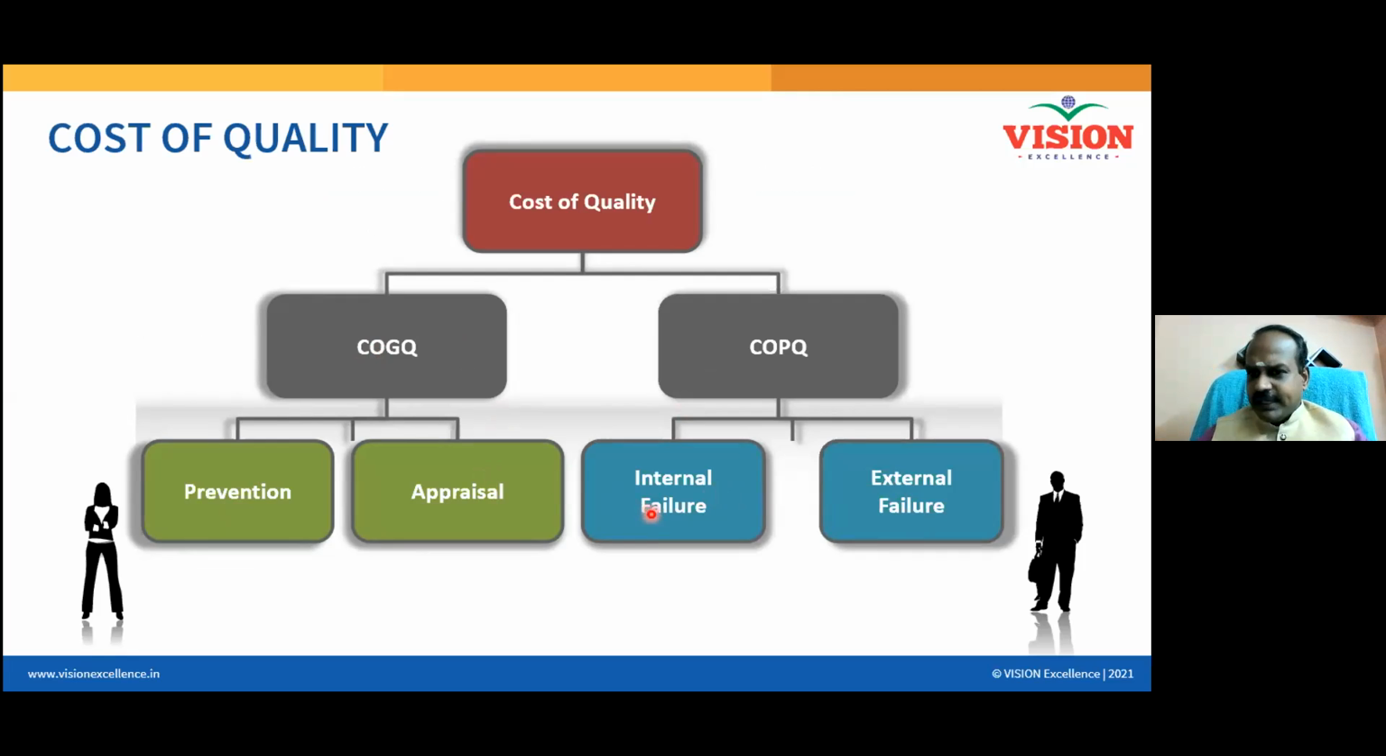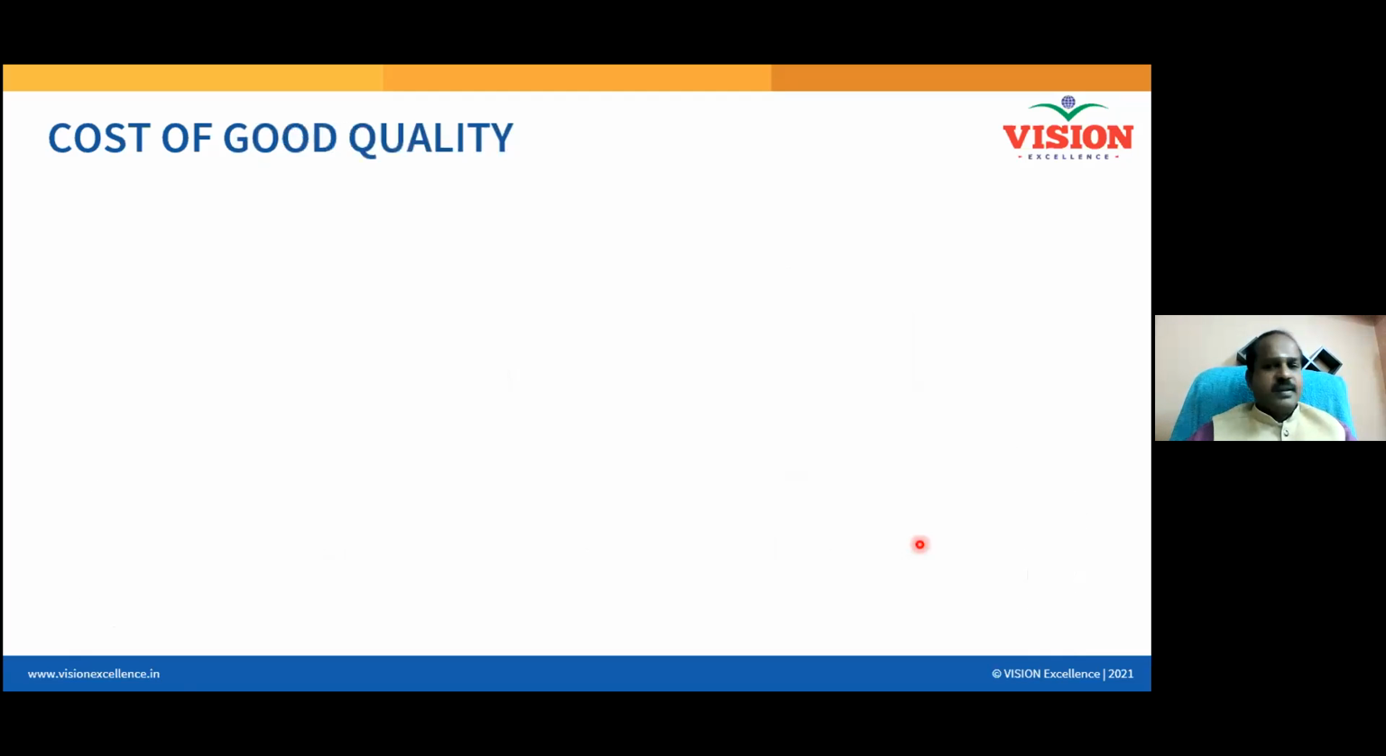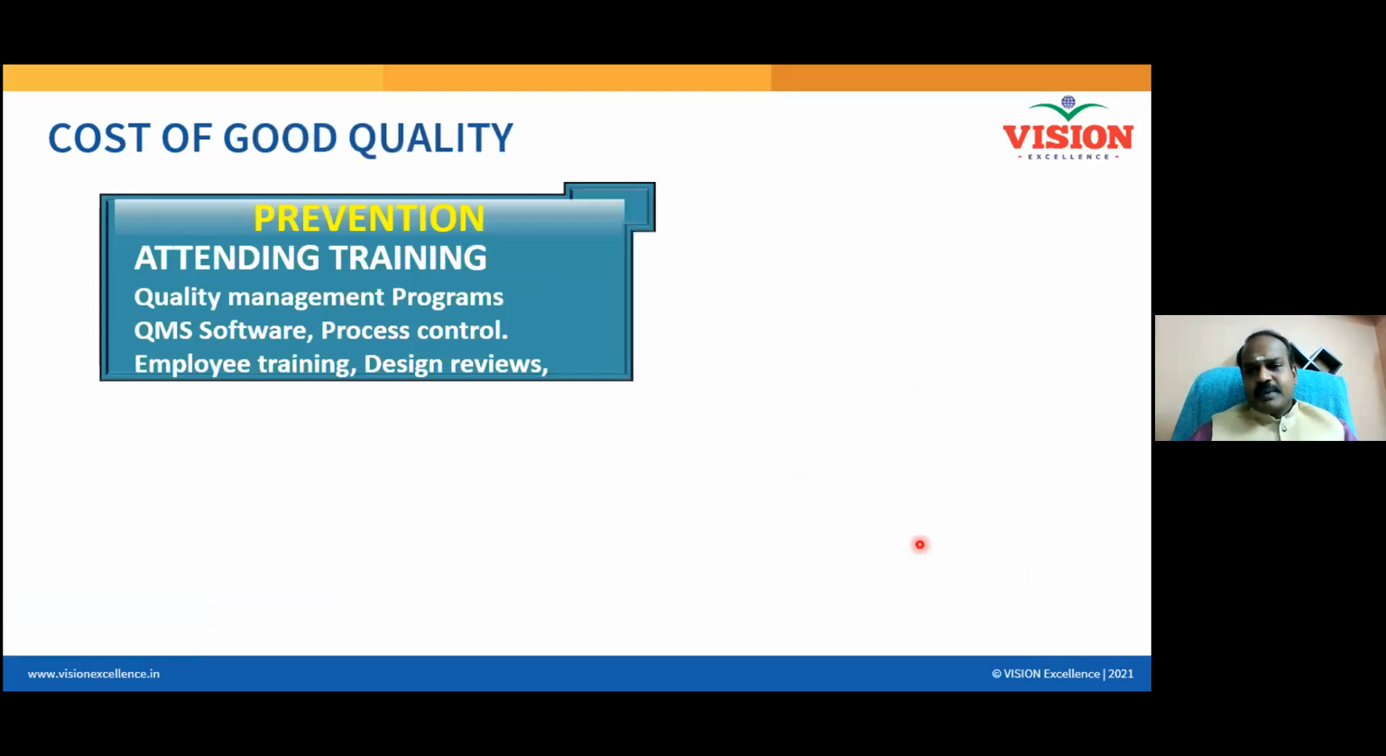What is internal failure? If a failure happens before dispatch, yes, that is internal failure. Very good. If the failure happens after the dispatch, that is external failure. And now, cost of prevention. Some easy example: you are training all your employees. For example, all of you are now undergoing the black belt training program.